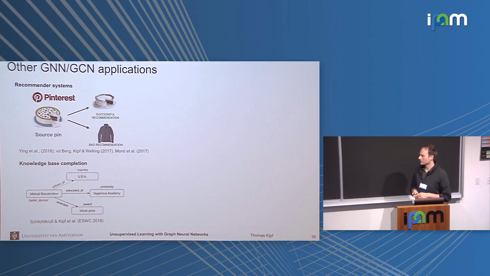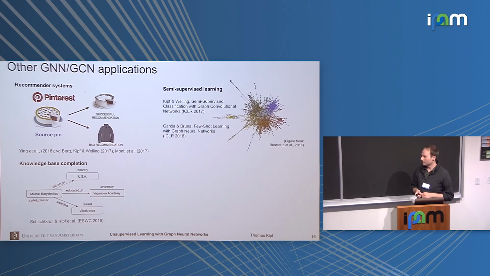And similarly, since the model doesn't really care too much about what kind of data you apply this to, you can also use it for knowledge base completion, where you can use the same paradigm for link prediction in knowledge bases. Or you can use these methods also, as we've seen in an earlier talk, for semi-supervised learning.